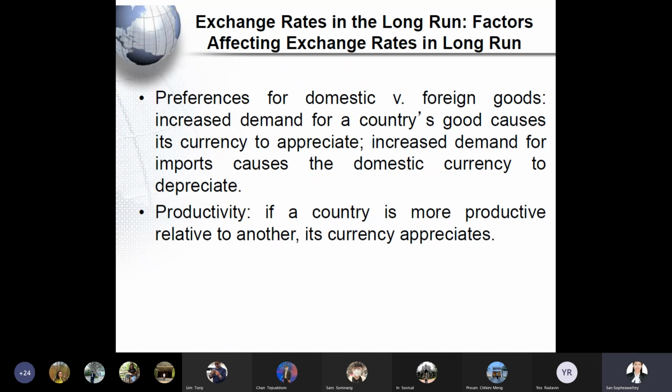While if the country's productivity lags behind the other country, it means it spends higher cost, higher input, in producing the goods. It means the traded goods domestically become more expensive, so the currency tends to depreciate. So in the long run, as a country becomes more productive relative to the other country, its currency tends to appreciate. And it works in the case of the US as well. The appreciation of the US dollar can be explained from different dimensions because the US has higher productivity than China, for example.